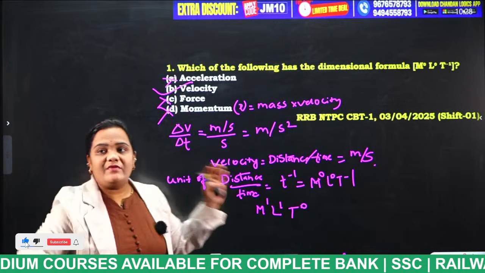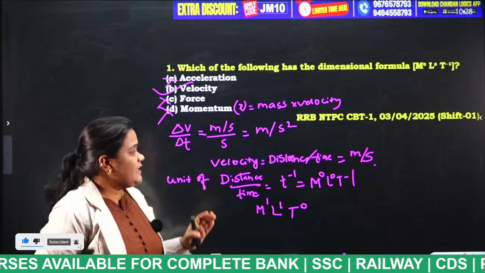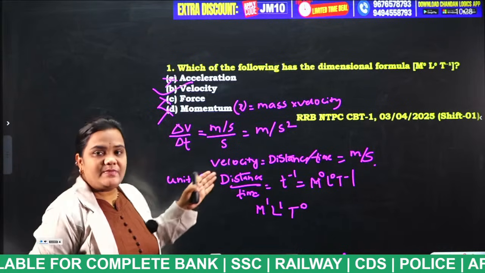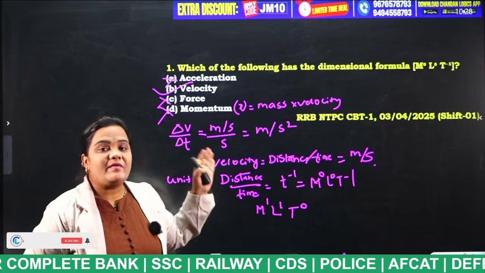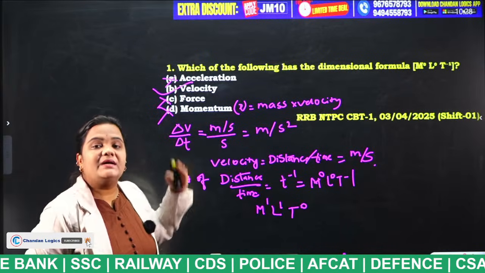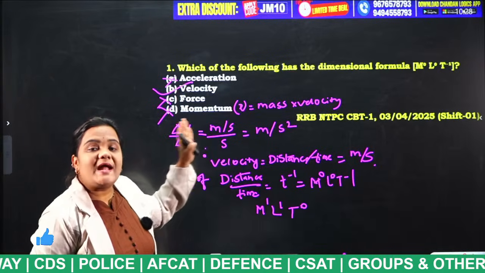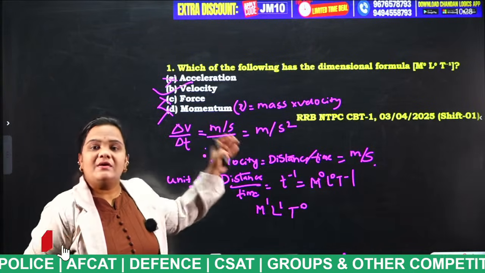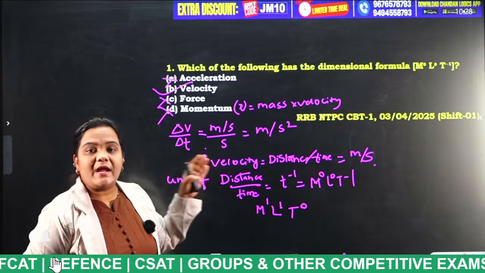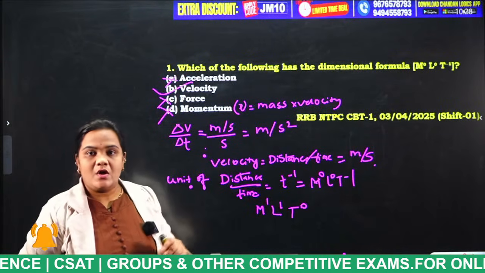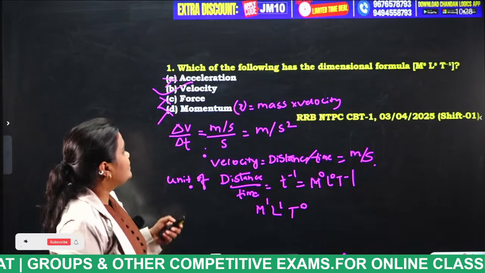Why? Because velocity is distance by time, so we have to get T power minus 1. In all these definitions, which one has T power minus 1? Velocity. So the dimensional formula for velocity is M power 0, L power 0, T power minus 1. Okay, done. Next question.